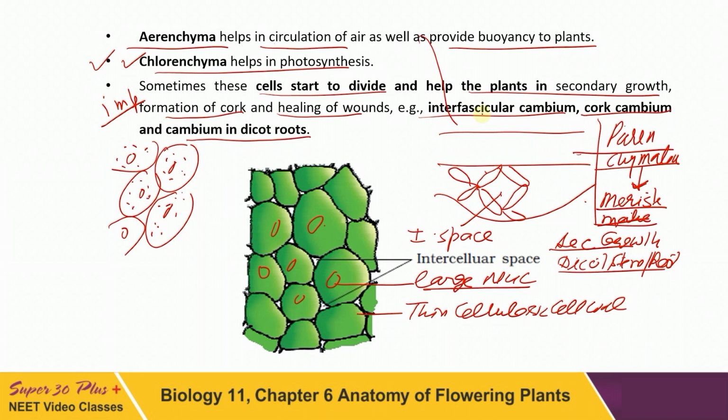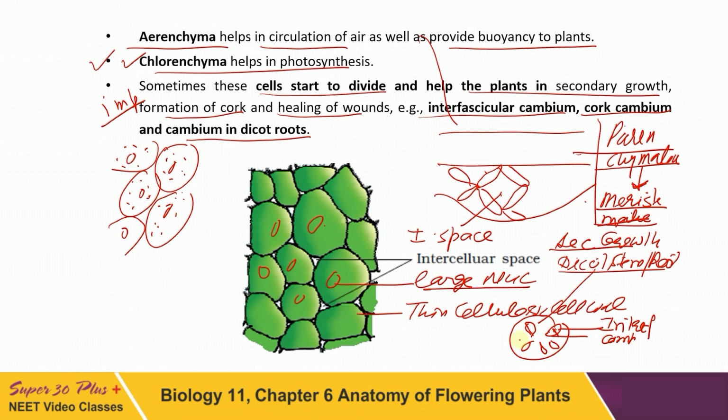What is there? Interfascicular cambium. You have to study. You see, in case of dicot stem, these are the vascular bundles like this. That is the cambium present here in between primary phloem and primary xylem. This is present since the beginning. This is primary meristem. You remember? It is called intrafascicular cambium.